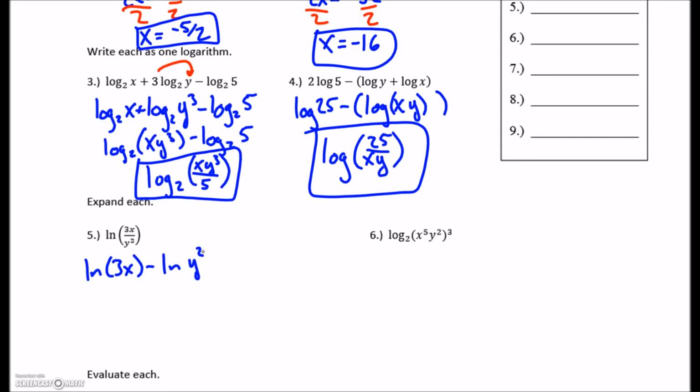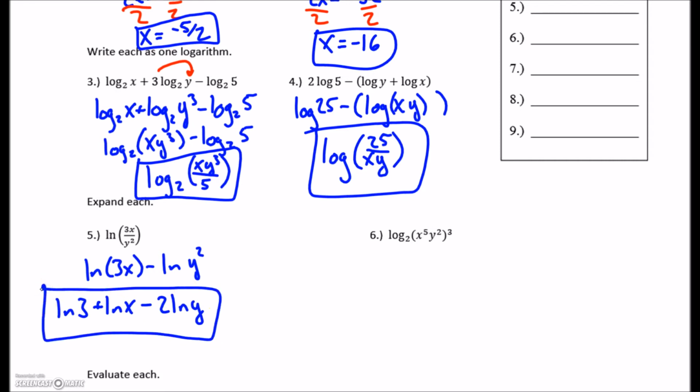And now from here, the first logarithm has multiplication inside of it. Multiplication can be rewritten as 2 logarithms being added, so it's natural log of 3 plus the natural log of x. Over here, the exponent inside the logarithm I can rewrite as multiplication outside the logarithm. And so I just expand this thing completely. I split it into as many logarithms as I can. Exponents go out front, and now this thing's expanded.